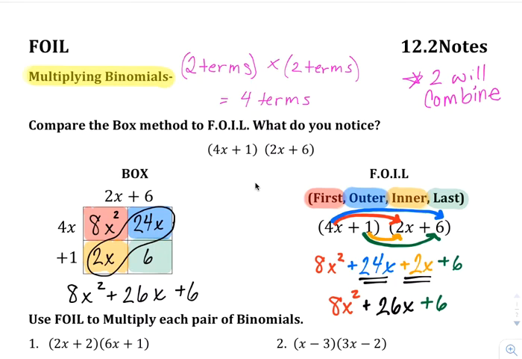Hey guys, we're back with the notes for 12.2. Today we're going to be talking about FOIL and what that stands for. So if you would please go ahead and copy everything that you see and then we'll talk.